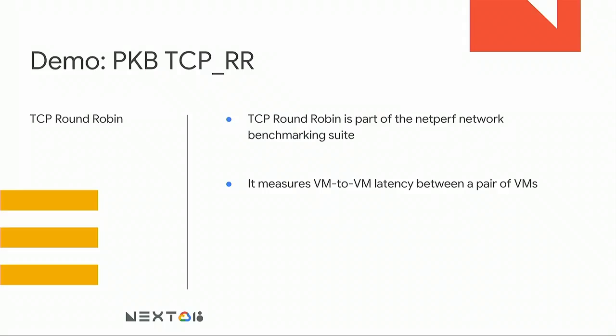So now we'll do a quick demo. Can you flip over to the demo? Cool. The demo I'm going to run is TCP round robin, which is part of the PKB suite. It's a netperf benchmark that measures VM to VM round trip latency between two virtual machines. I'm just going to kick off the demo first, and then I'll talk a little bit about what it's doing. It takes a few minutes, so I'm going to have to dance around while it's running.